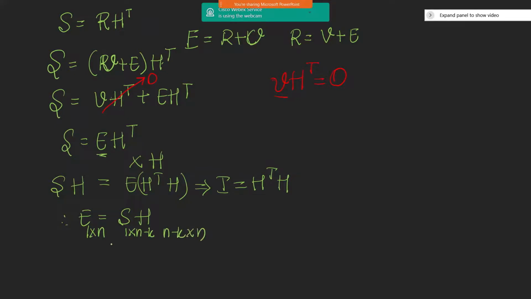So when you multiply, you are going to get an error pattern of the size n bits. So this is how we are going to obtain the error pattern from the syndrome and the parity check matrix. If we know these two, we can calculate. The syndrome is obtained by multiplying the received vector with respect to the transpose of the parity check matrix. So this is how the error detection and error location and then error correction.